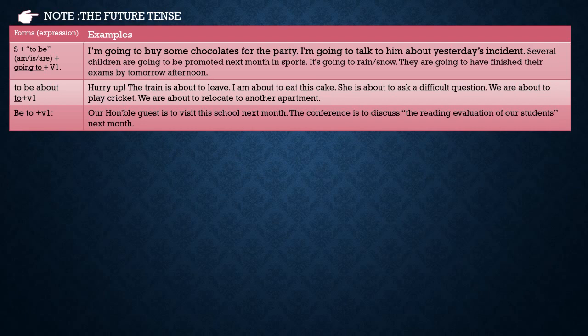Forms: to be about to plus V1. Hurry up, the train is about to leave. I'm about to eat this cake. She is about to ask a difficult question. We are about to play cricket. We are about to relocate to another apartment.